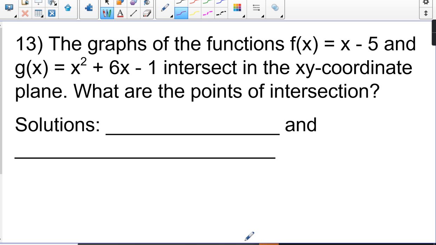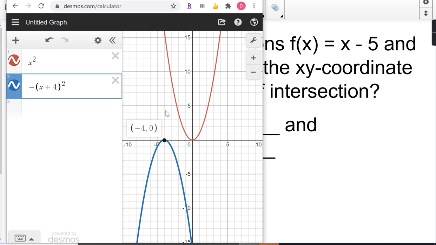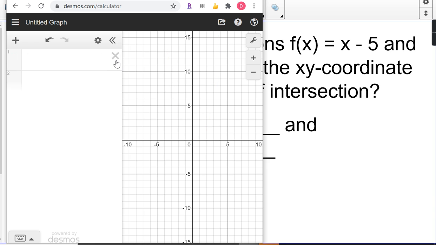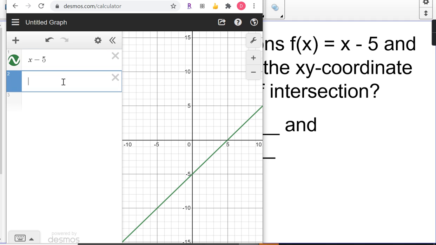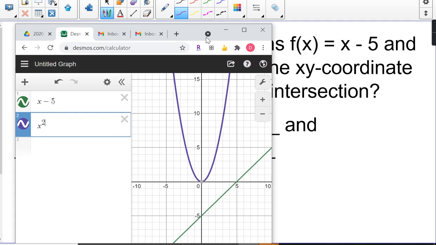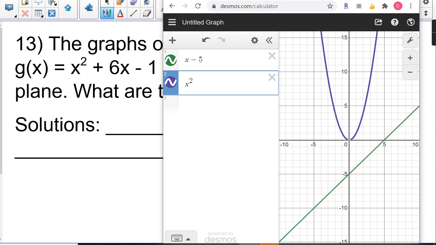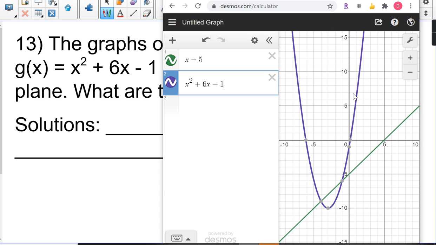Okay, so we need to put these onto the calculator. Absolutely use your calculator for a question like this. x minus 5, and we had x squared, I believe it was plus 6x. Let's double check that. Plus 6x minus 1. And I see the points of intersection, -1, -6, -4, -9.